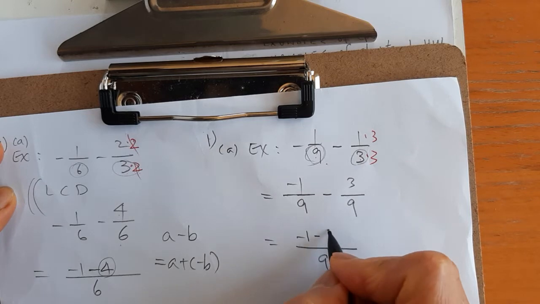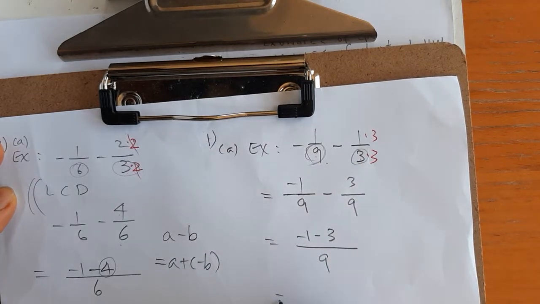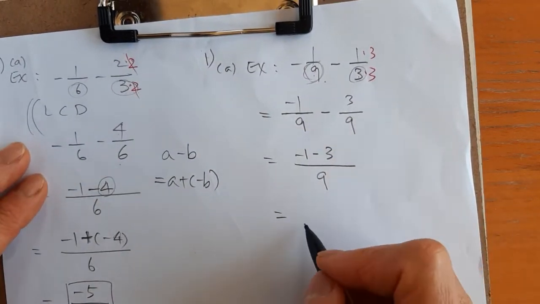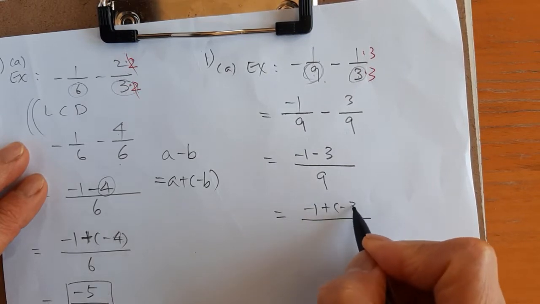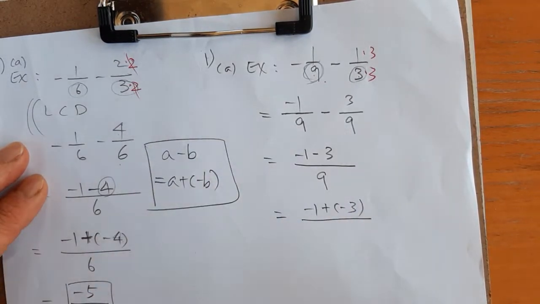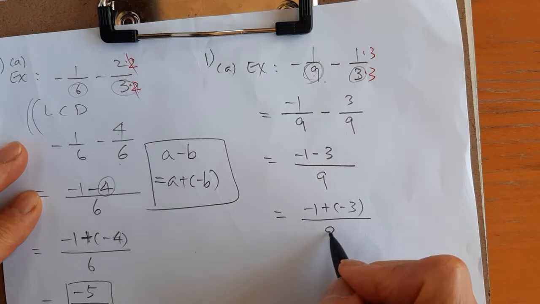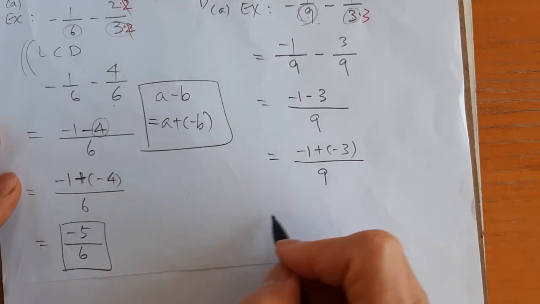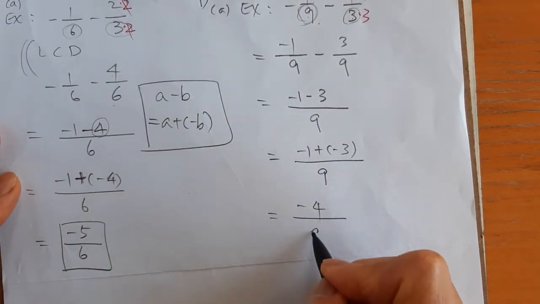Numerator is negative 1, negative 3. And negative 1 minus 3 is negative 1 add negative 3 by the definition of subtraction. And denominator it's 9. So you add together. So it's negative 4/9.